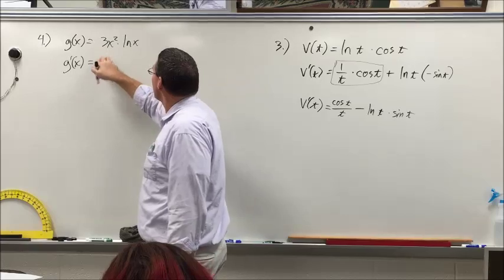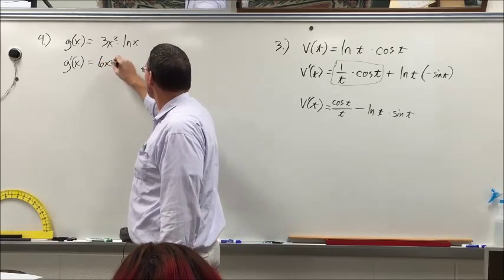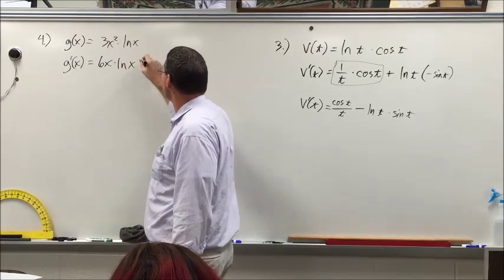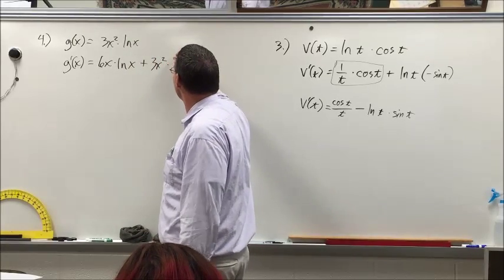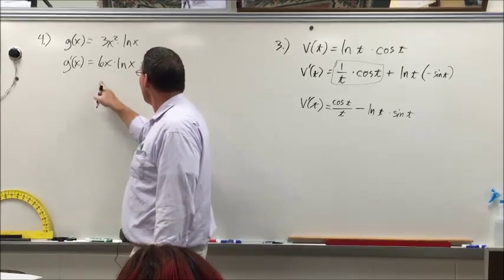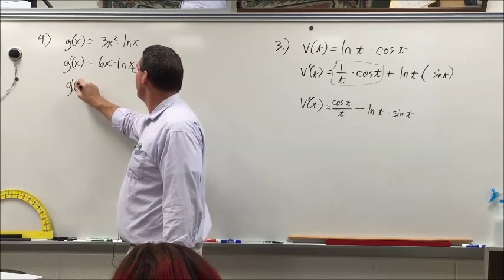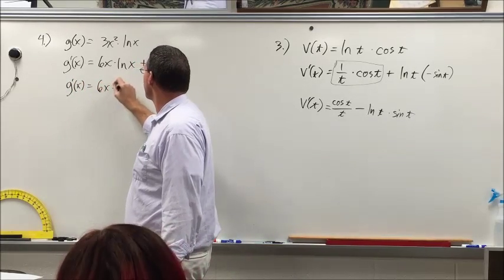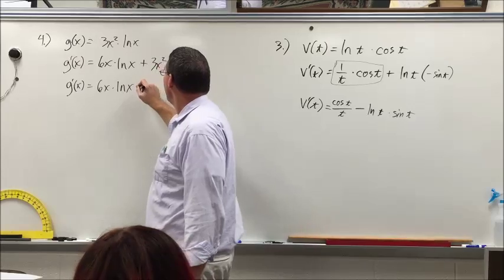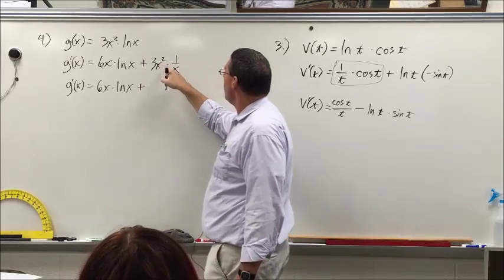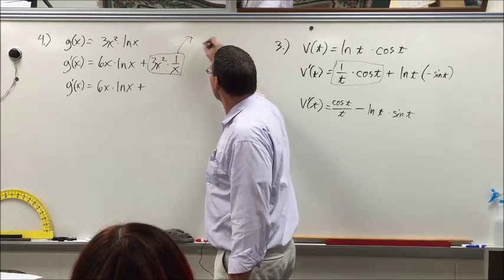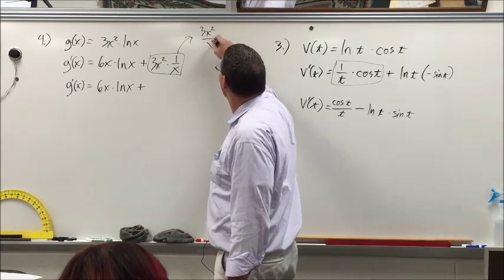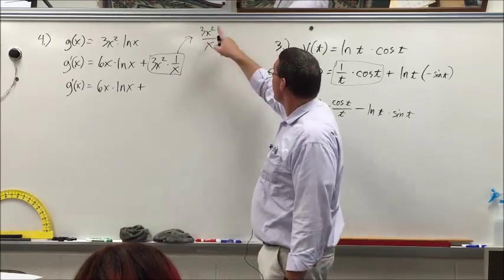All right, so derivative of the first is 6x times the second, natural log of x, plus the first, 3x squared, times the derivative of natural log of x, which is 1 over x. And so now g prime is going to be, we're going to leave the 6x times the natural log of x. Now here, 3x squared times 1 over x, this piece right here is the same thing as 3x squared over x. So what's that going to become?